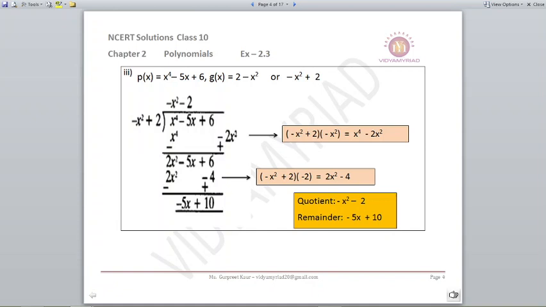Now minus x square is already there with me, so I will multiply this with minus 2 in order to get 2x square, and another is minus 4. After solving, you will see your remainder left is minus 5x plus 10 and your quotient is minus x square minus 2.